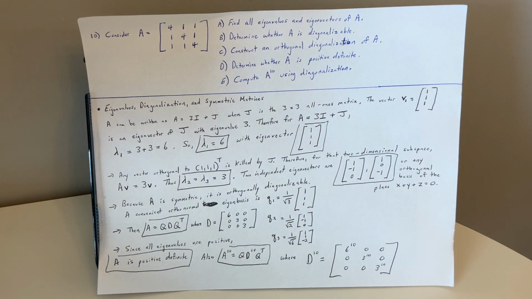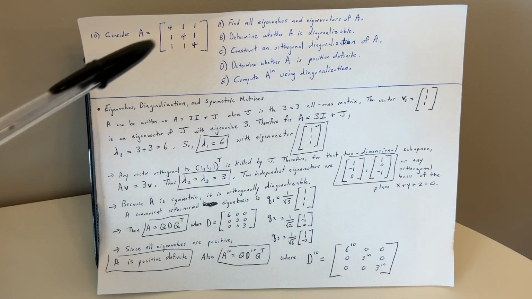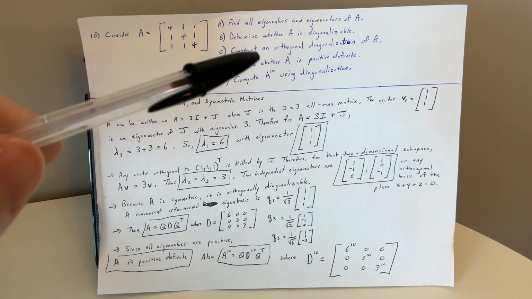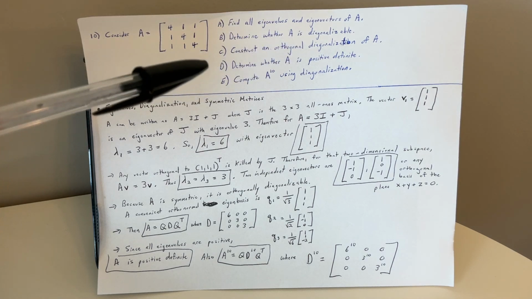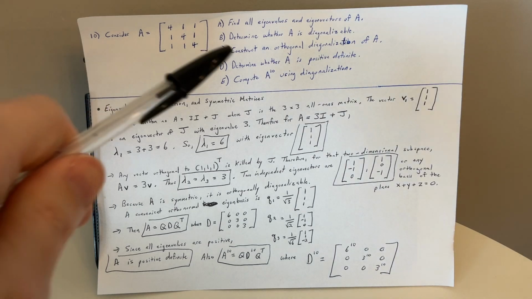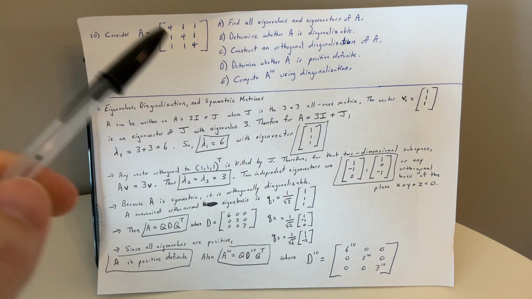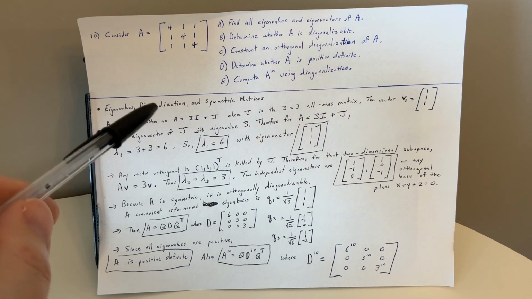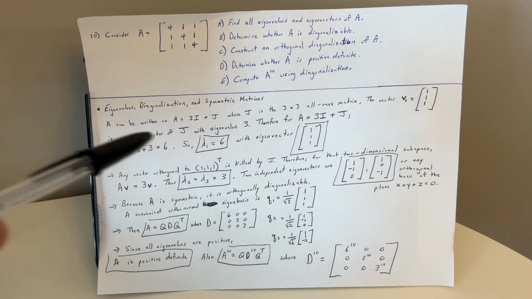Okay, so number 10, we're given this matrix A. Find all eigenvalues and eigenvectors of A, determine whether A is diagonalizable, construct an orthogonal diagonalization of A, determine whether A is positive definite, and compute A^10 using diagonalization. Okay, so this is an eigenvalues, diagonalization, and symmetric matrices problem.